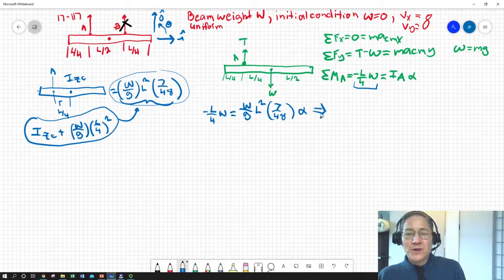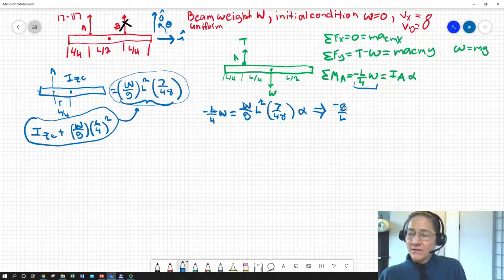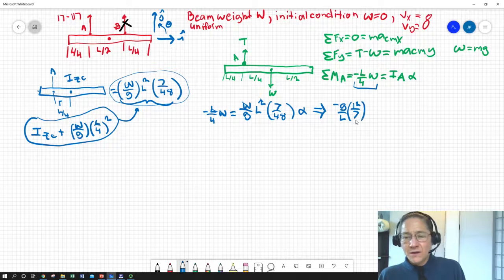So do some algebra and cancel as many terms as possible, including W and one of our L's. We end up getting an alpha in terms of our gravitational acceleration: a negative g over L, which already is good. That gravitational acceleration is in meters per second squared, or some length per unit time squared, and L is definitely going to be in length. So we're already in the appropriate per second squared units. And then we end up with a 12/7 multiplier equals alpha.